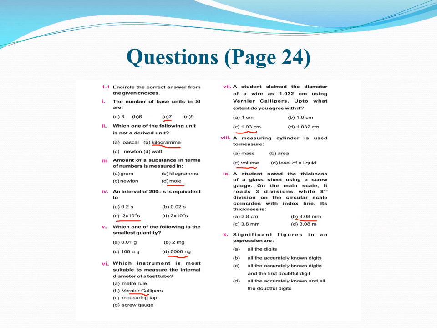So dear students, number 10. Significant figures in an expression are, as we define the significant figure as, the correct option is C, all the accurately known digits and the first doubtful digit.